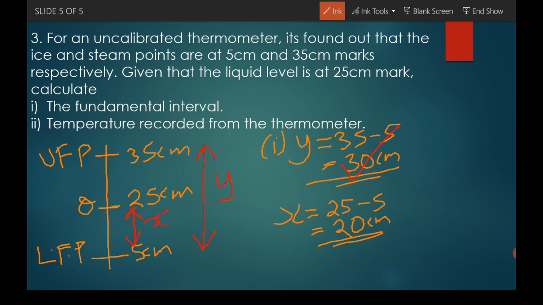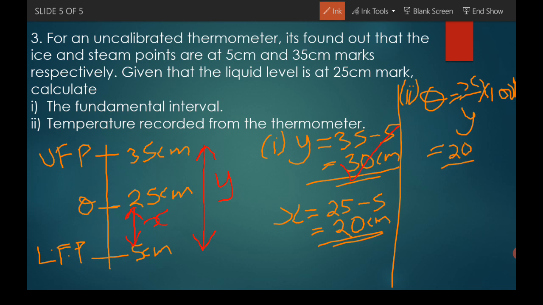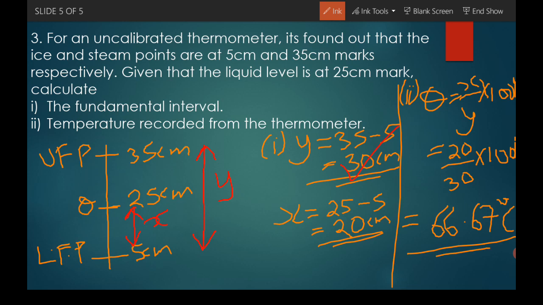Okay, Roman 2. Roman 2 says find the temperature of the body. So from temperature theta equals x out of y times 100 degrees Celsius, when we substitute, we shall have theta equals 20 divided by 30 times 100 degrees Celsius. Remember that you must include the degree Celsius on your final answer. So when you simplify this, 20 divided by 30 times 100, we shall get our answer as 66.6666 recurring, can round off that, degrees Celsius. And that is our answer to that question.